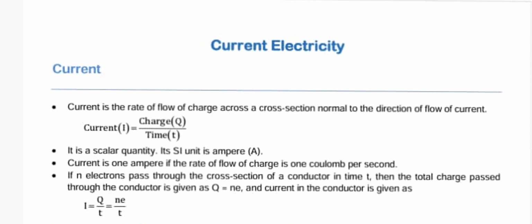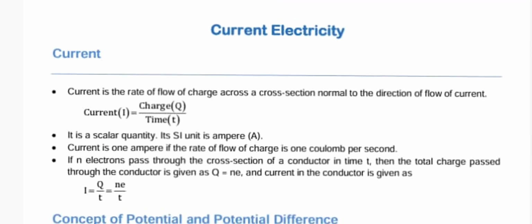Today we are going to do current electricity. Current is the rate of flow of charge across a cross section normal to the direction of flow of current. So current is I, charge is denoted by Q, and time is T. So I is equal to Q upon T.